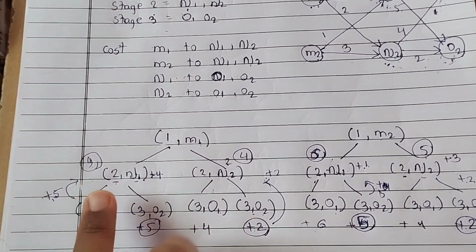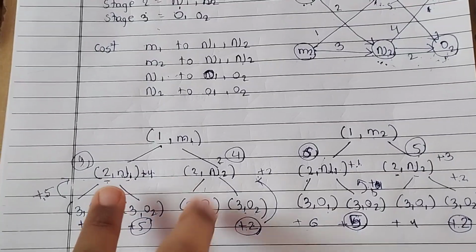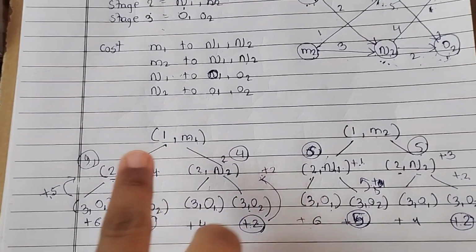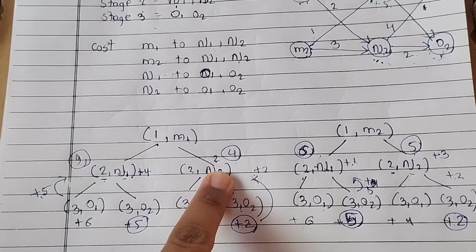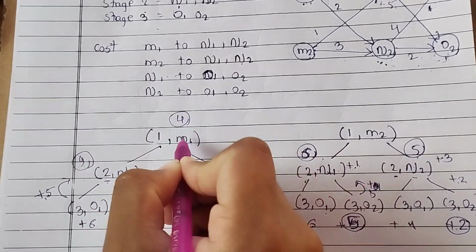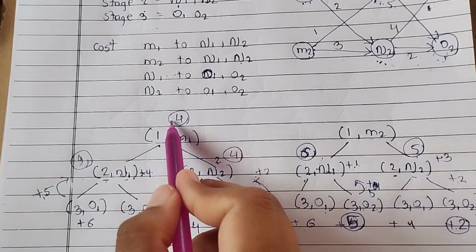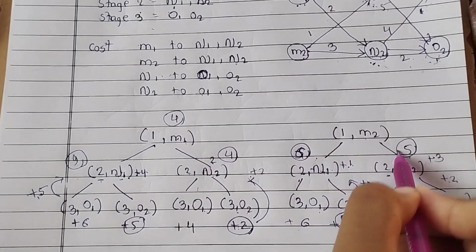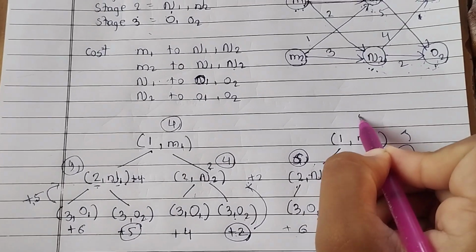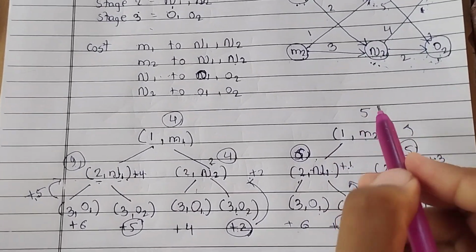Now we get two new values for this bracket. One is 9, second one is 4. So from this 9 and 4, which is the smallest? 4 is smallest. So transfer this 4 here. So this bracket value is 4. Now this 6 and 5, the value 5 is the smallest. Transfer here. So here 5 is the value of this bracket.